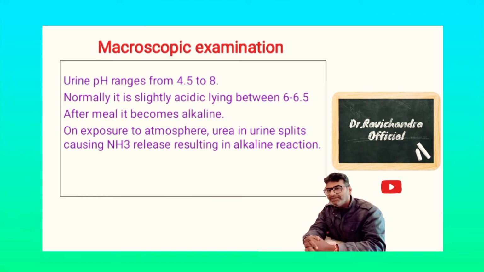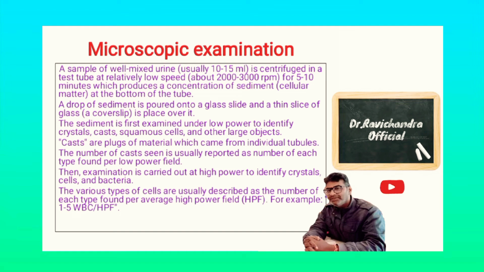Urine pH ranges from 4.5 to 8. Normally it is slightly acidic, lying between 6 to 6.5. After a meal it becomes alkaline, and on exposure to the atmosphere the urea in urine splits into ammonia and results in an alkaline reaction. Microscopic examination of the urine sample.